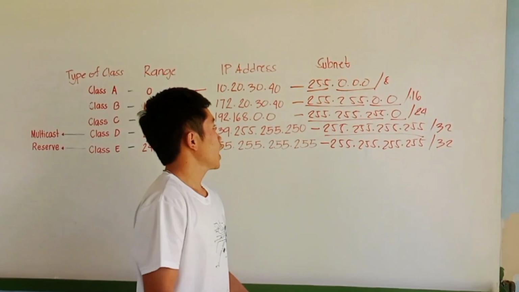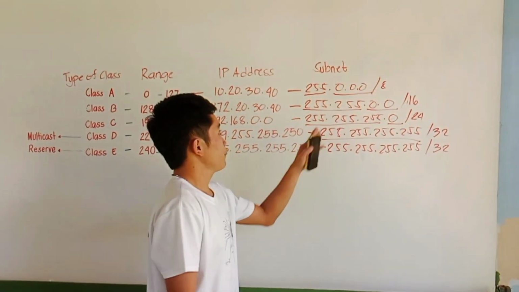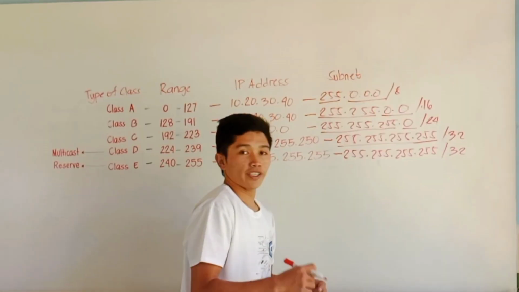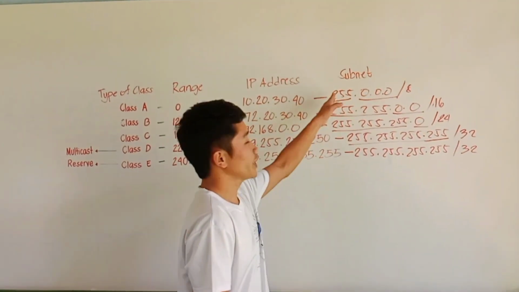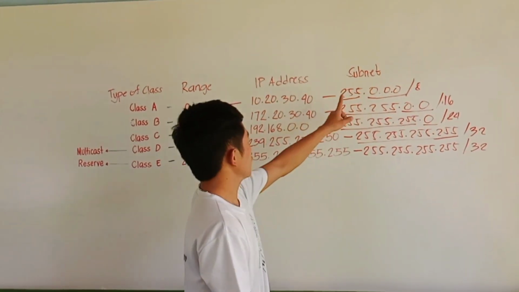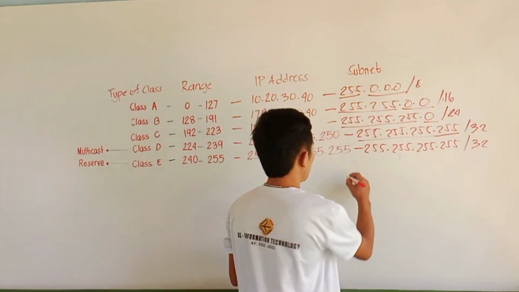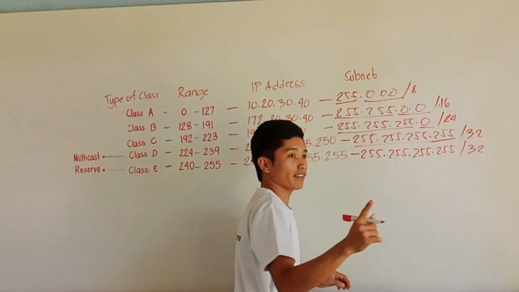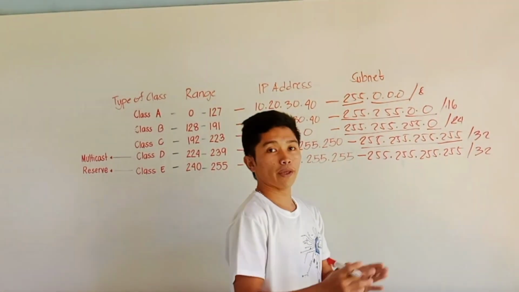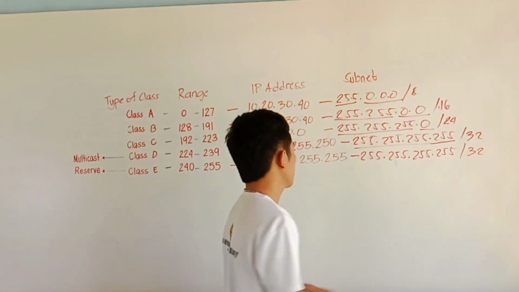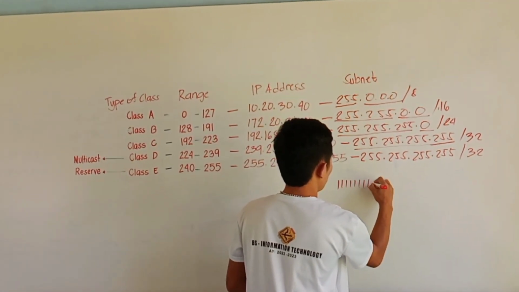If you wonder how I get the bits for this subnet, now I will show you the binary for this subnet. First I will show you our first class. So this is the binary. Remember that each octet is composed of 1 byte, which is 8 bits. So 1, 2, 3, 4, 5, 6, 7, 8.